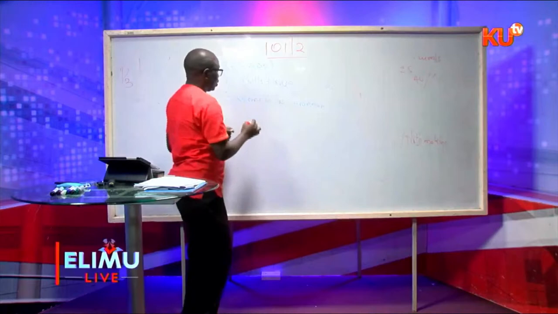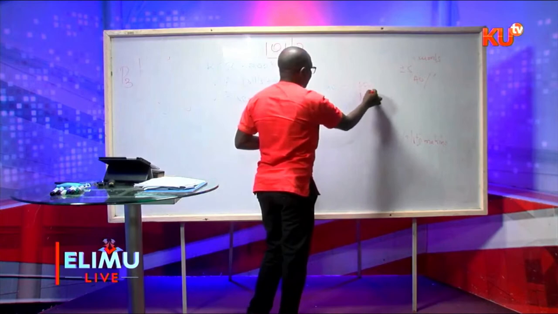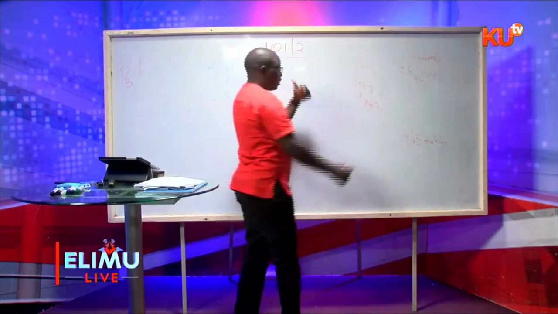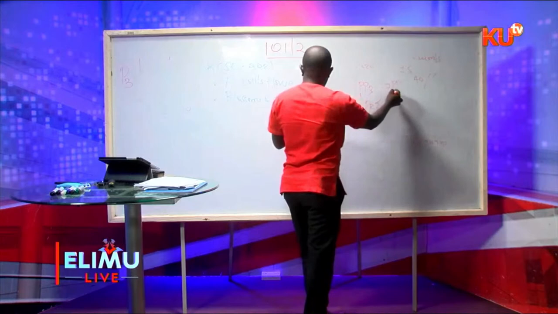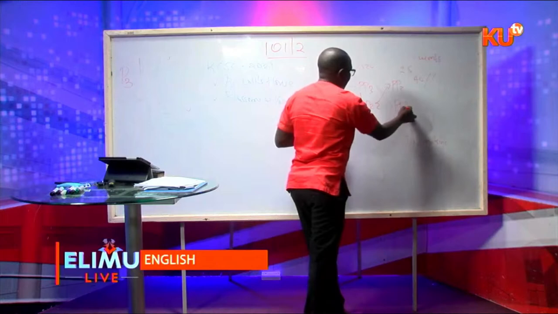So 2020, we had an essay. This appeared in paper 3. This appeared in paper 2. This is KCSE 2020. So if it goes with that, then it means now this year we'll have an essay. This will appear in paper 2. This will appear in paper 3. So they usually exchange. So take note of that.